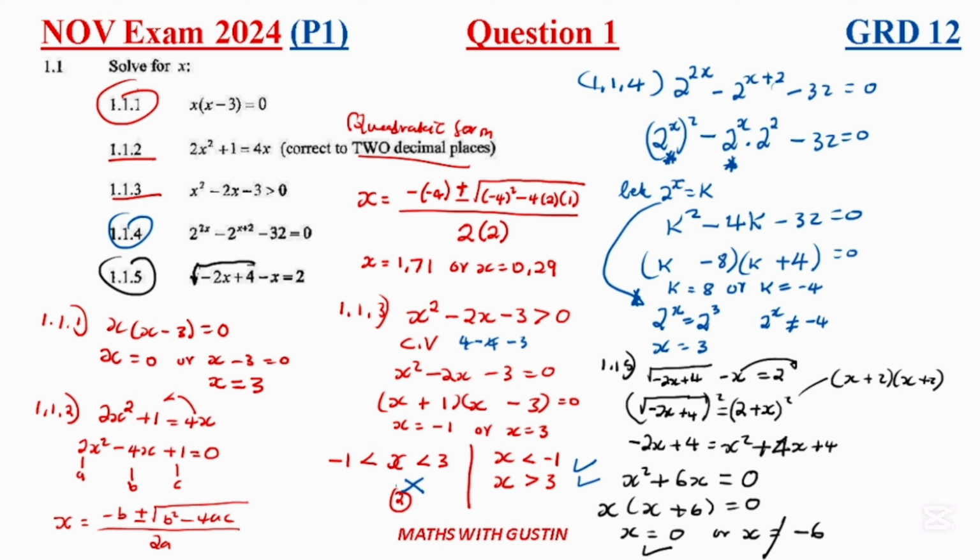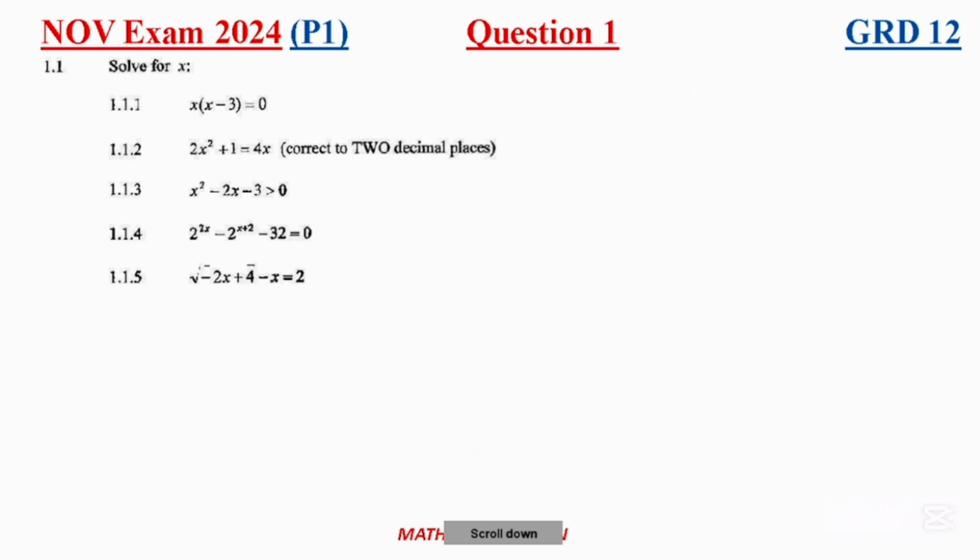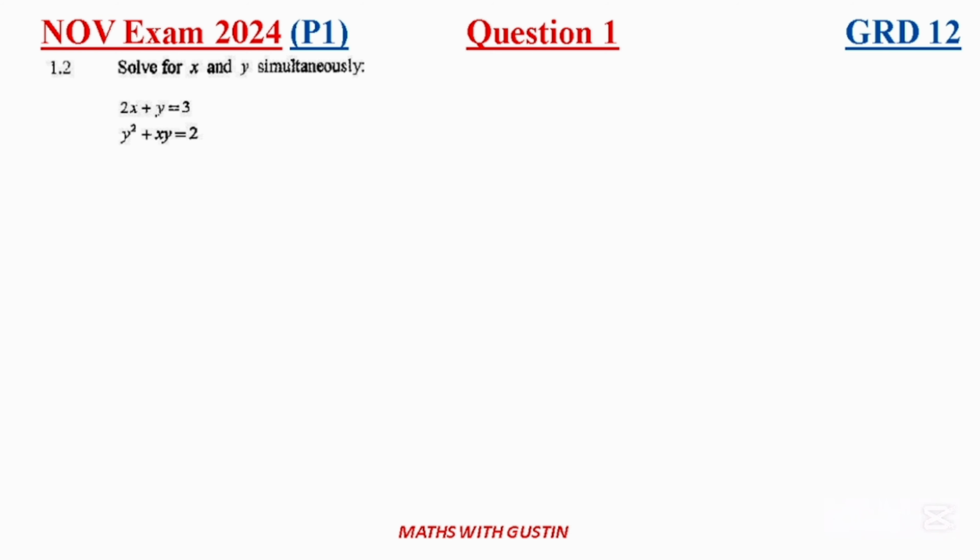Right, now let's move right along to 1.2. All right, guys, here we go. There's a 1.2 here. It says solve for x and y simultaneously. Now if we have a look at this, we have two equations: 2x plus y is equal to 3, and y squared plus xy is equal to 2. So this could be equation 1, this could be equation 2. It makes life easy for you to mark them, but if you don't, it is also fine.